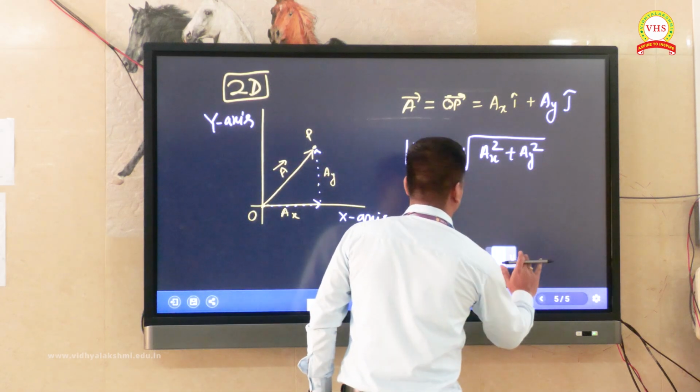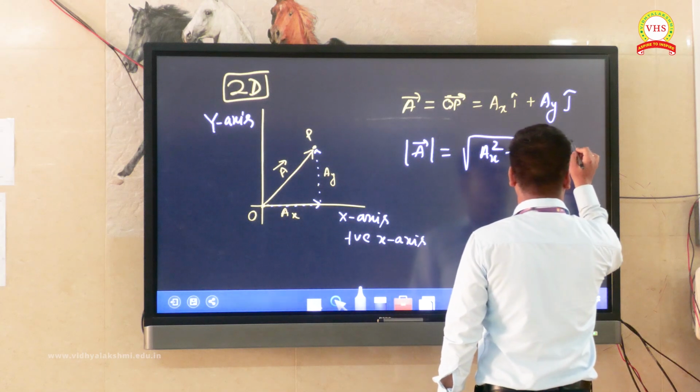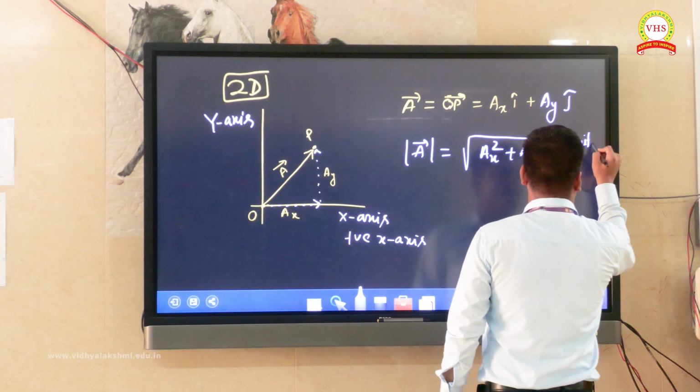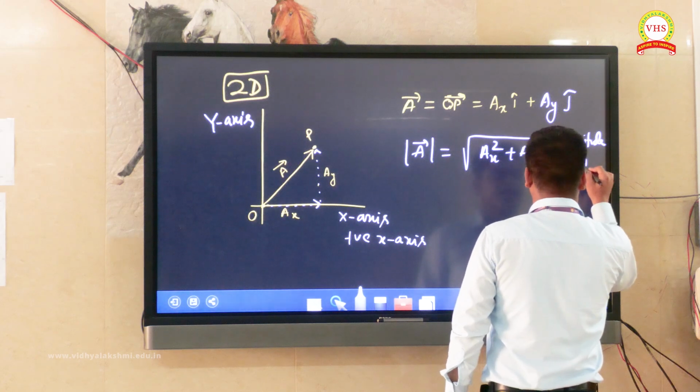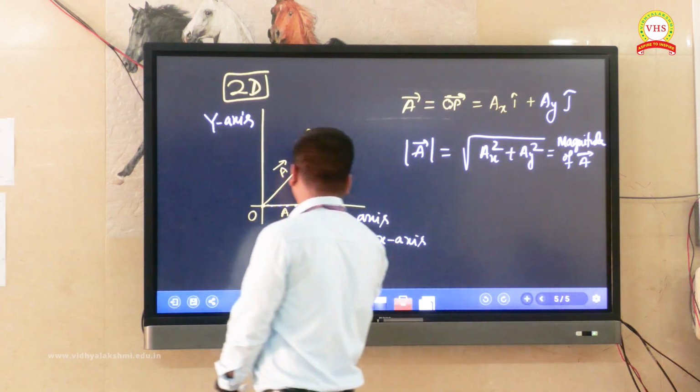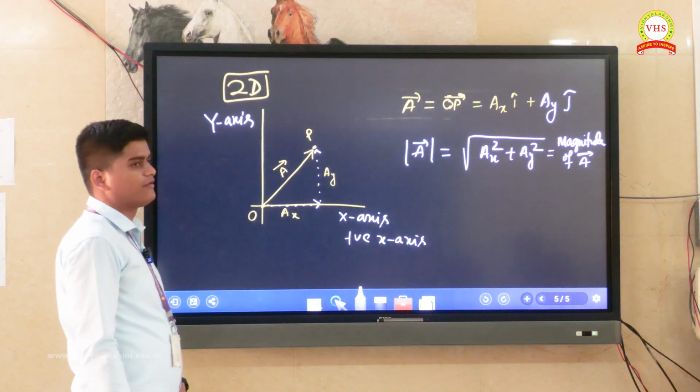So now what will I write for this one? Tell me everyone what I'll write. This is the magnitude of a vector. What is it? Magnitude of a vector. Okay.